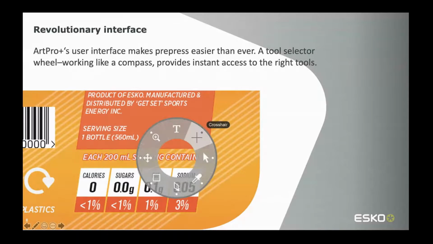The intuitive user interface allows operators to perform complex editing operations without the need of extensive training. And it has some nice features, like here showing the wheel working like a compass that I'm going to show you in a moment. This is to speed up the process for PDF editing. So I'm going to go ahead and show you a quick overview demo of Art Pro Plus, and this will be aimed, of course, at labels.